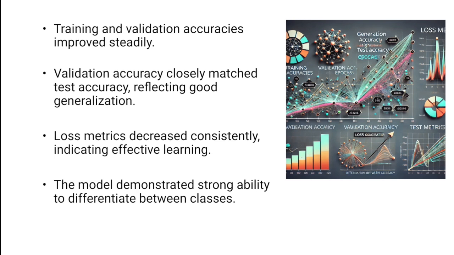Throughout training, accuracies for both training and validation improved steadily, reflecting the model's ability to generalize effectively. Validation accuracy closely matched test accuracy, confirming good generalization. Loss metrics consistently decreased, indicating effective learning. These trends underscore AlexNet's strong ability to differentiate between images containing humans and those without.